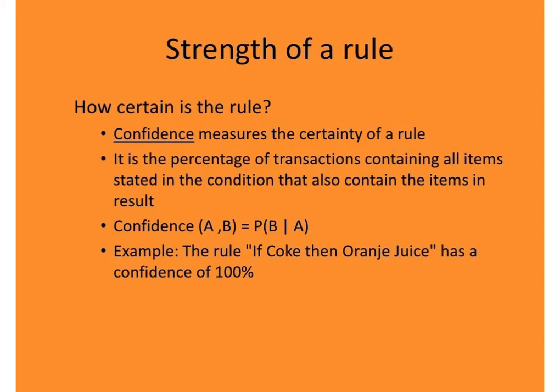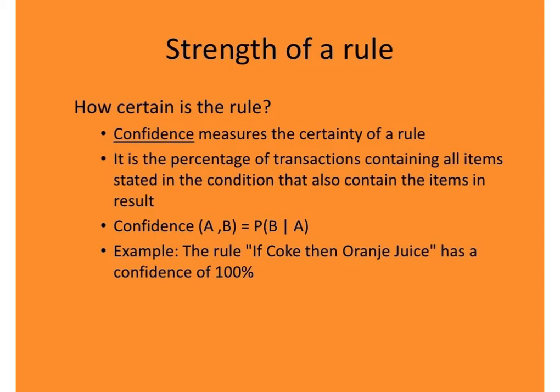Some of the strengths of the rule: confidence, where there is a frequent pattern to it. When we mention a frequent pattern, it means a high percentage. So the confidence level of A to B has a formula: probability of B given A. If Coke, then orange juice has a confidence of 100%.